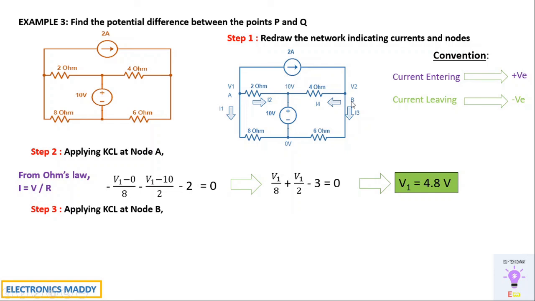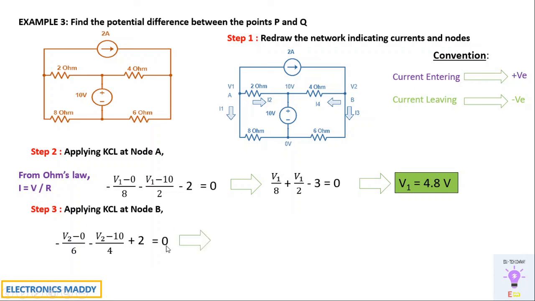From Ohm's law, again, we'll apply KCL at this point. How do we apply it? Minus, because I3 is a leaving current over here, so minus (V2 minus 0) whole divided by 6. 6 is the value of the resistor. Again, we'll write minus because I4 is also assumed to be leaving. So (V2 minus 10 volt) divided by 4 ohm because the resistance value is 4, plus 2 because the current of 2 amps at this point with respect to node B is entering. So according to our convention, it is positive. So we'll write plus 2 is equal to 0.